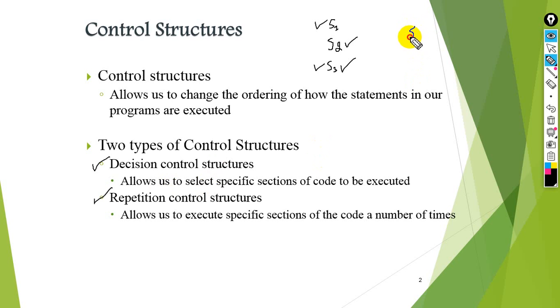Repetition: for example, there is statement 1, statement 2, statement 3. In this case this will be executed, then this will be executed, then this will be executed. Again I want to repeat this execution from the beginning. So we can say that this is the repetition control structure.